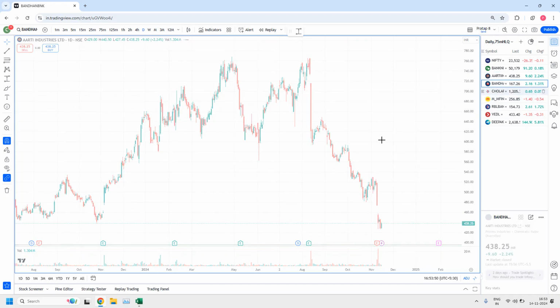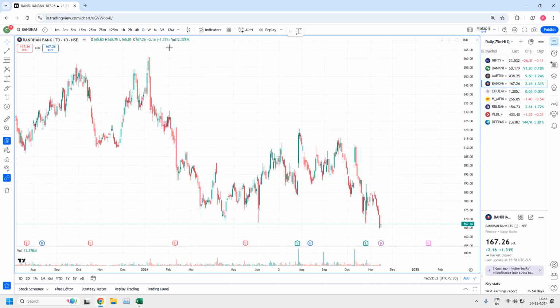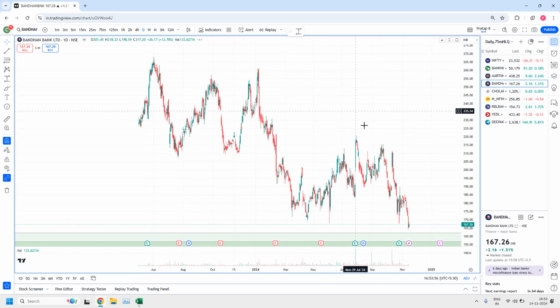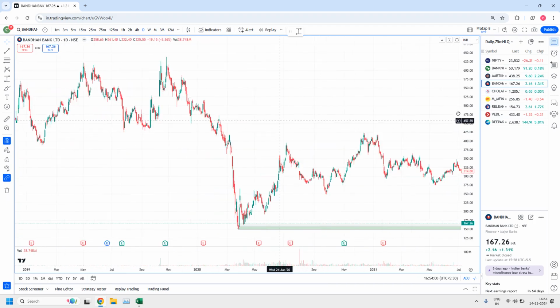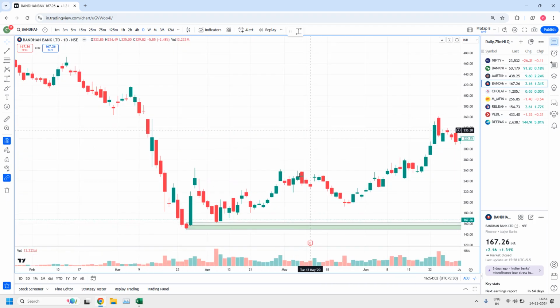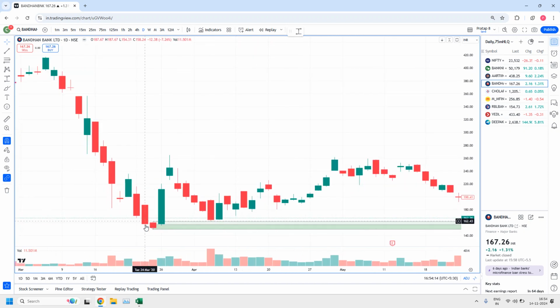Next one is Bandhan Bank. This is a daily high liquidity demand zone. This also we should ignore. The reason is this zone was created on 24th March 2020, the leg-in. On 24th March 2020, I fine-tuned only to 75 minutes inside.